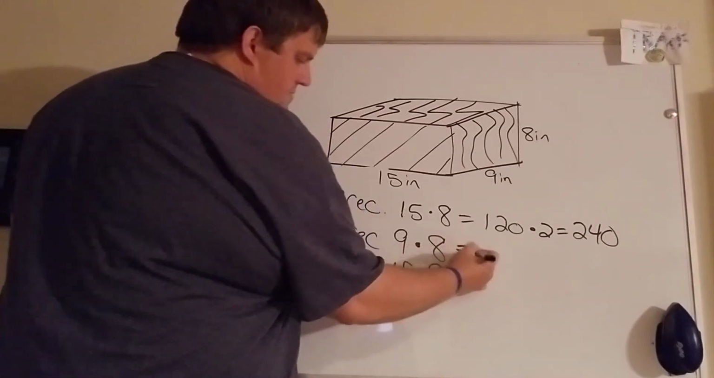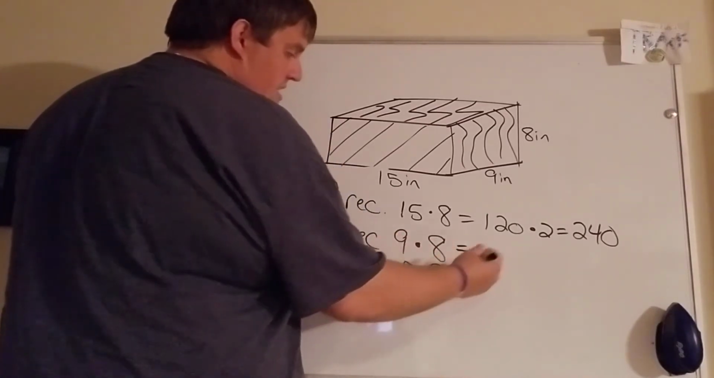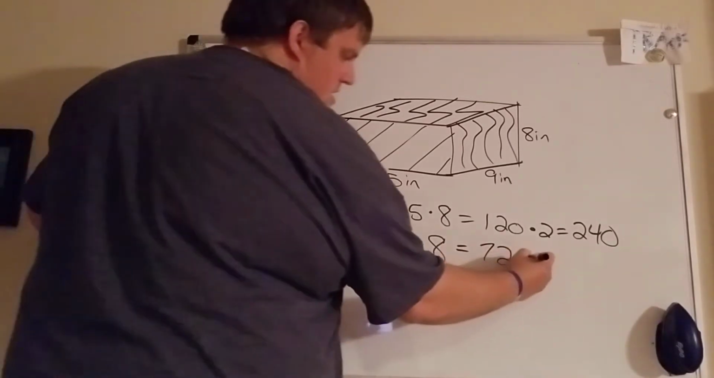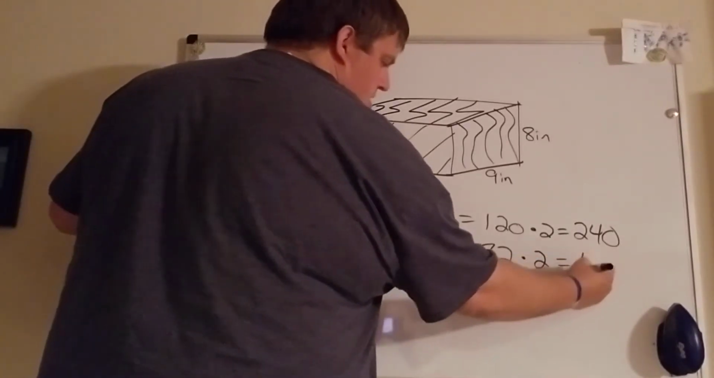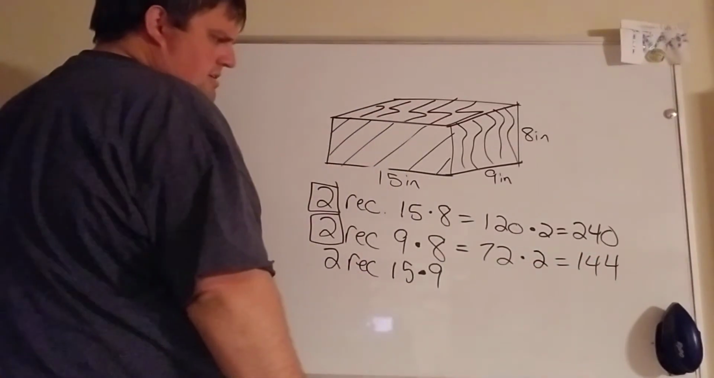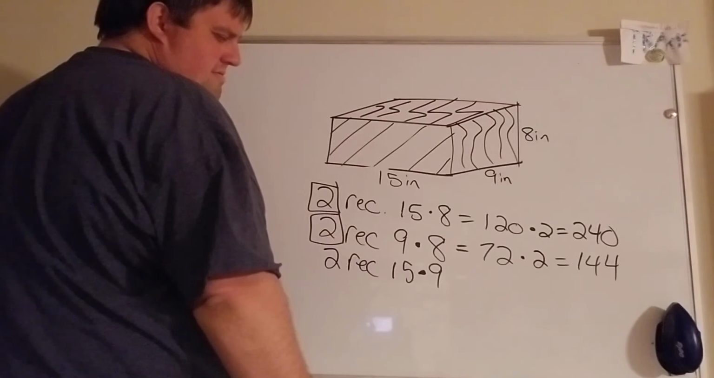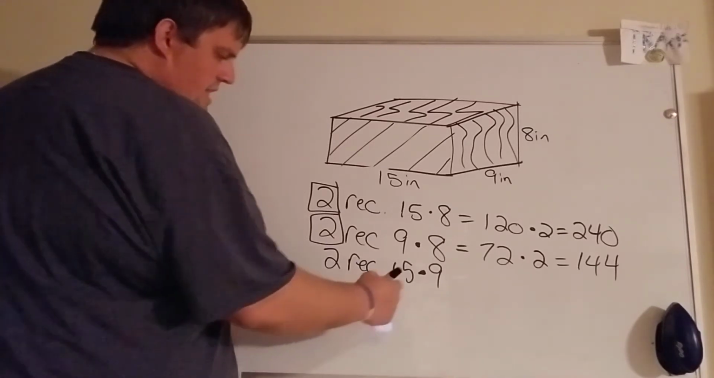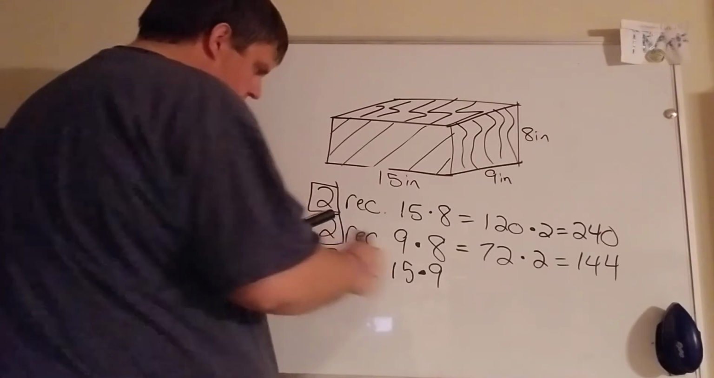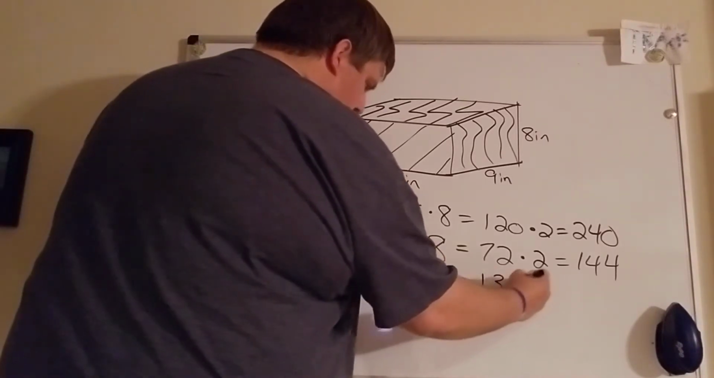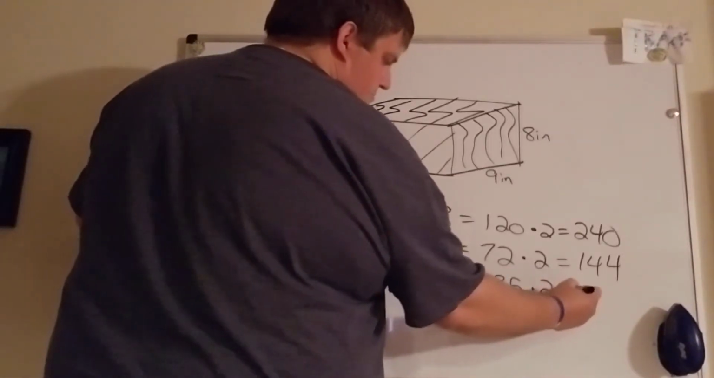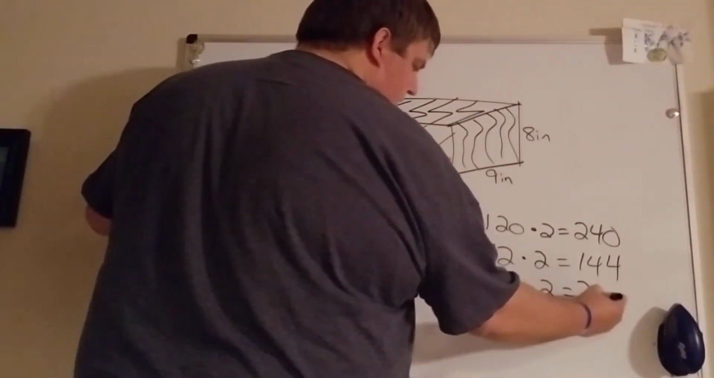And I'm going to do the same thing. 9 times 8 is 72. But I had 2 of them. So multiplying that by 2, it's 144, I think. And then 15 times 9 is 135. And I have 2 of those. And that's 270.